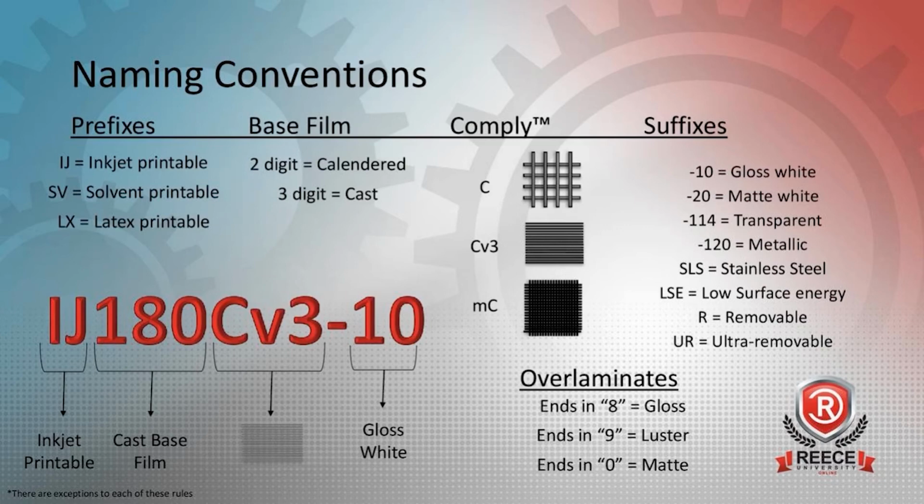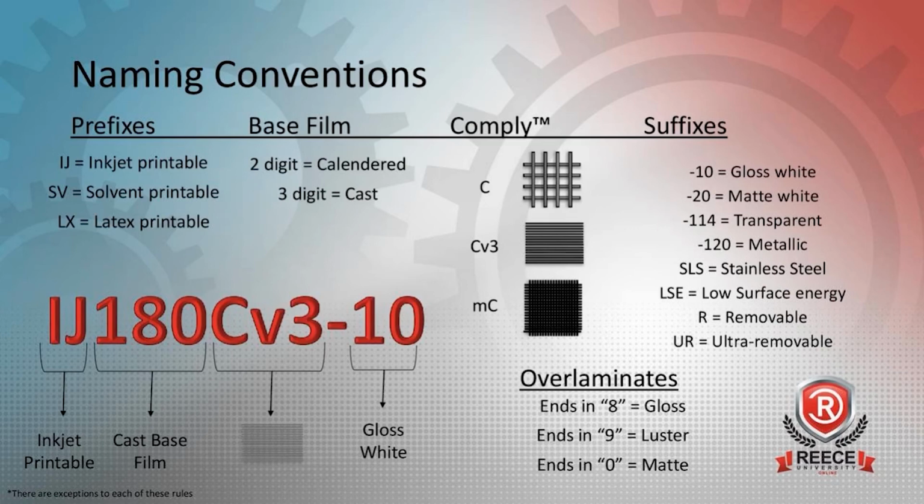Yeah, and one comment to add to this is, you don't have to be an expert in understanding the breakdown of every product code, but the more familiar you get with it, when you see a spec come across your desk from an architect or something like that, and you see IJ180, you immediately go, okay, 3 digits cast. You can start pricing out the job in your head the more familiar you get with our naming conventions, because you can quickly understand what kind of film is being called out.